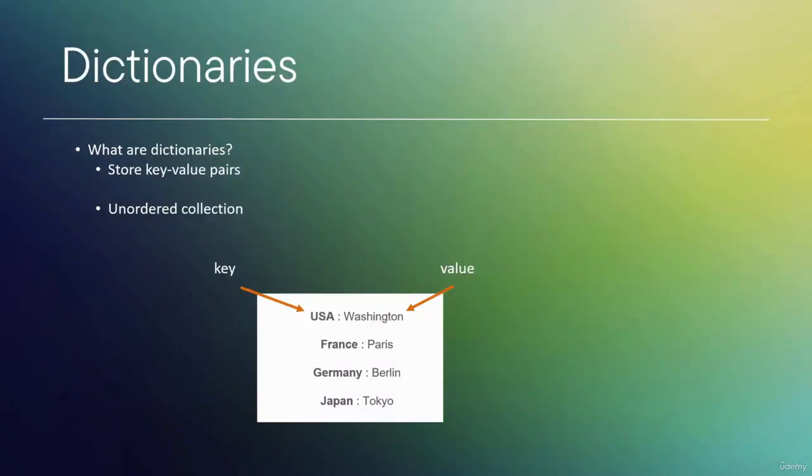So let's begin. What are dictionaries? Dictionaries store key value pairs. They do not store just values as we saw in lists, tuples and sets. Rather, they have a key and a value associated with that key. For example, the key can be the name of a country and the value can be the capital of the country. It can be any different thing that we want. It is also an unordered collection. You can visualize that it is slightly different than the previous data structures that we learned about.